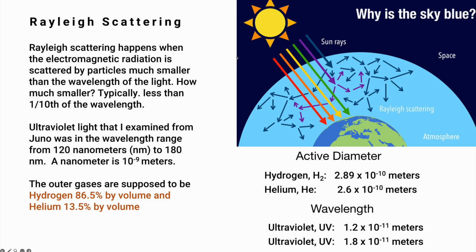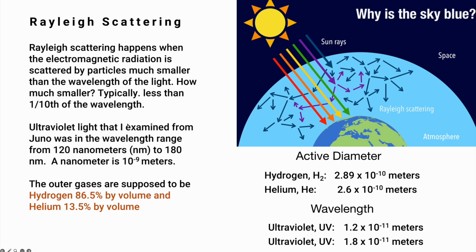So what is Rayleigh scattering? Rayleigh scattering happens when the electromagnetic radiation is scattered by particles much smaller than the wavelength of the light. How much smaller? Typically less than 1/10 of the wavelength. This picture is denoting some of that scattering, and it's especially true for the violet and blue spectrum of electromagnetic radiation, whereas the other light pretty much flows through and doesn't scatter, or not nearly as much anyway.